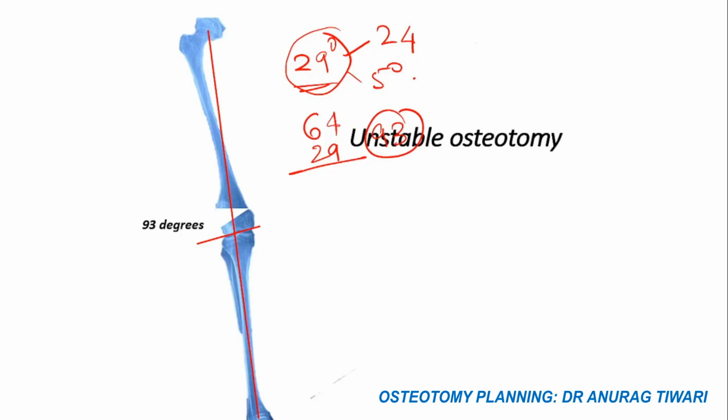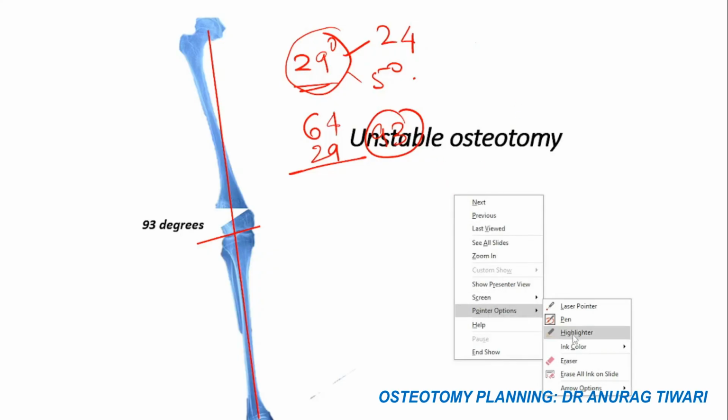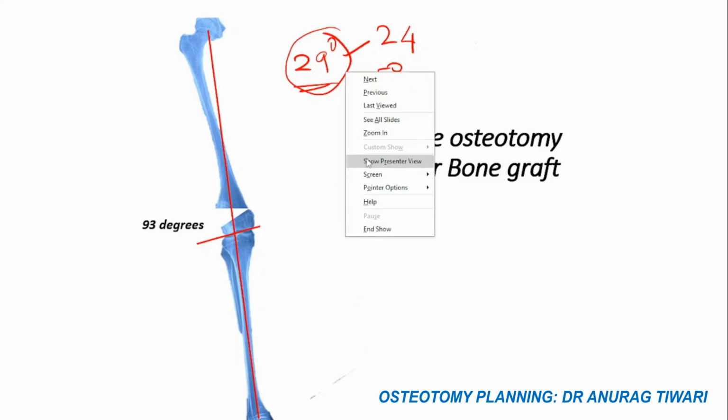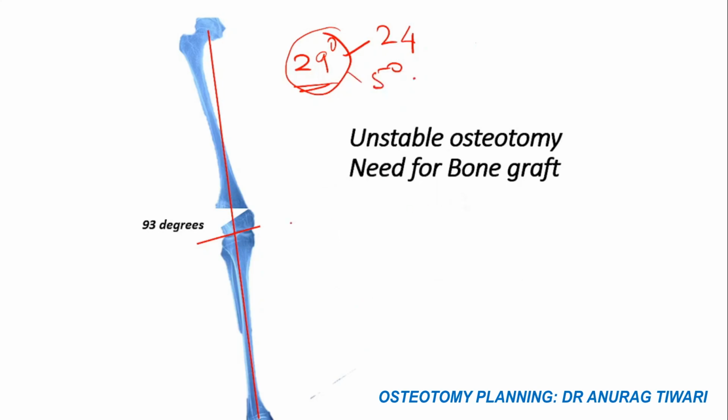So this osteotomy is quite an unstable osteotomy because this is a large wedge being removed from the lateral side. The second thing is you will require a bone graft here in order to fill this gap, or if you want to fill this wedge. So this wedge needs to be filled with bone graft.